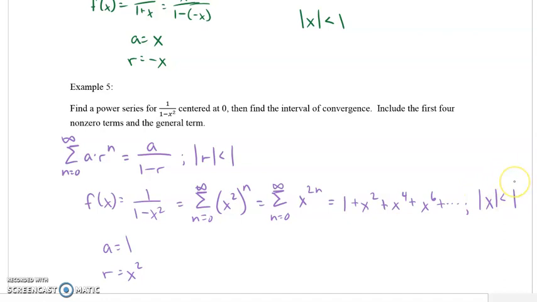Notice another thing I haven't mentioned yet that's really nice about this: we don't have to check the endpoints for convergence either, because we don't have to check the endpoints for any geometric series. If r equals 1, it's going to diverge. So this is a super quick way of generating a power series and finding the interval of convergence all in one fell swoop.